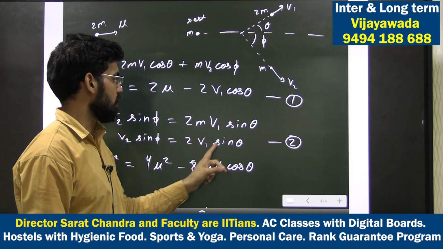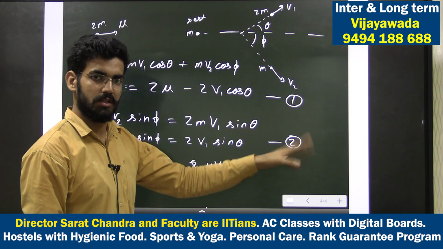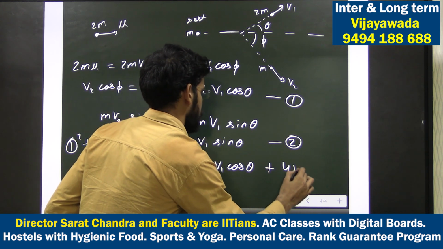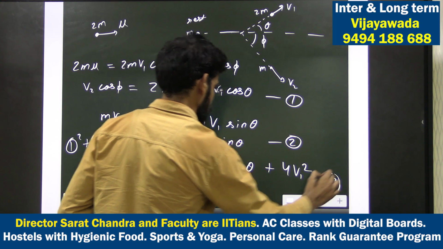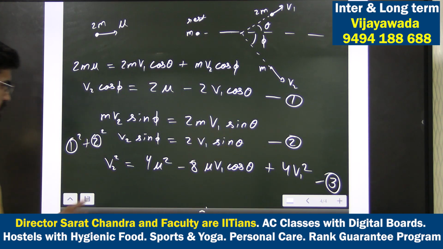Here 4 v1 square sin square theta. So cos square theta plus sin square theta is 1. So you will have 4 v1 square. Okay, let's name this equation as equation number 3. We will use it. Okay, that's it.